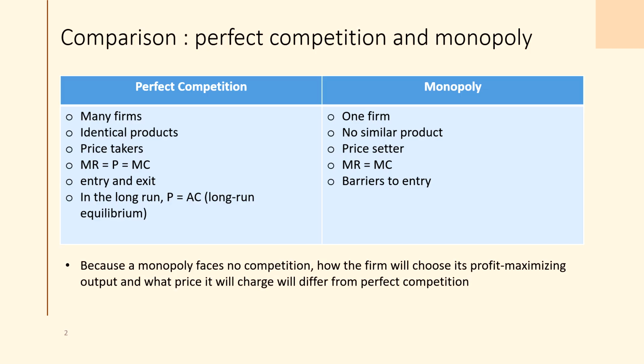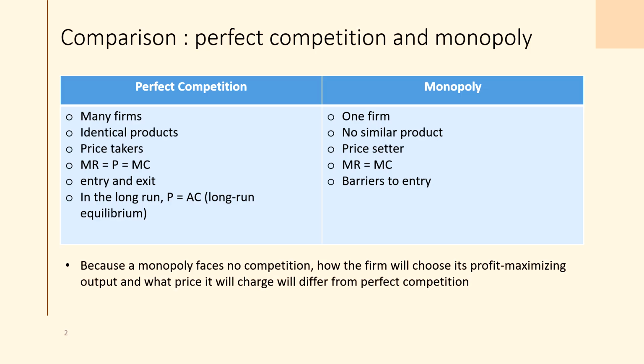Before we analyze monopoly behavior, let's compare perfect competition and monopoly. In perfect competition, there are many firms selling identical products. Because there are many competitors, each firm is a price taker. The competitive firm follows the rule: marginal revenue equals price equals marginal cost. There is also free entry and exit. In the long run, profits attract new firms, and losses cause firms to leave. As a result, long-run equilibrium occurs where price equals average cost.